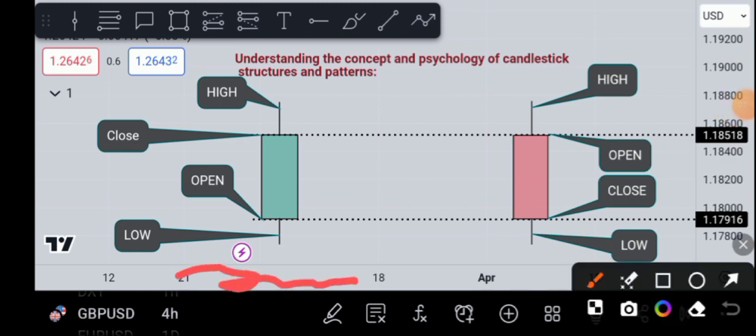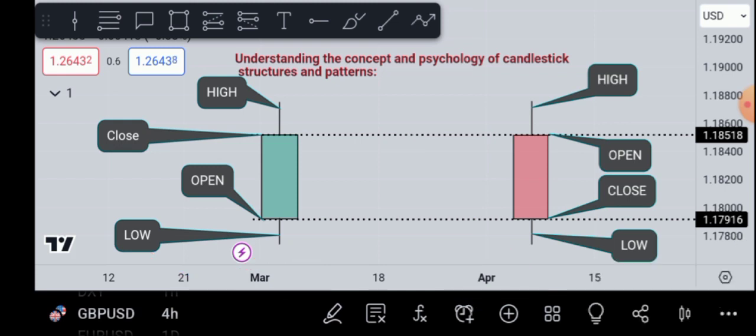And then when you look around this side, you can see March 18th, April. You can see March here, you can see April. So these are time periods in the chart. On the right hand side, you have the price. On the base part, or let's just say on the y-axis, you have the price, and on the x-axis, you have the time.